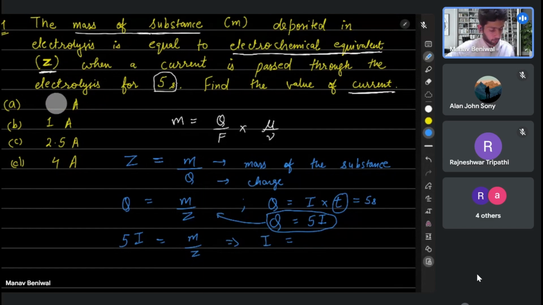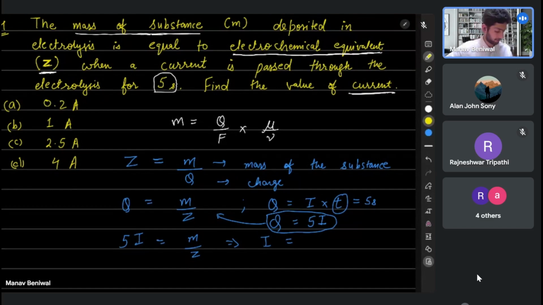Forget this, it will be 0.2, typo. Okay, option A is 0.2. And then your current is simply M by Z times 1 by 5. Now we are given that the mass of substance M and Z are equal, so they just cancel out, and I we get as 0.2 amperes, which is option A.